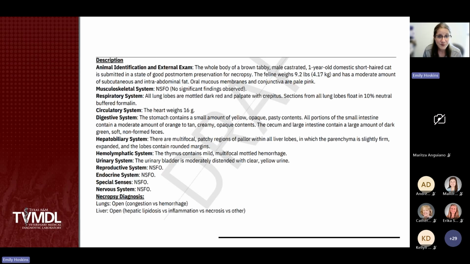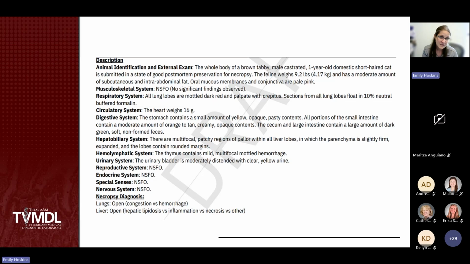So let's go back to our cat. This is our necropsy report. We have the whole body of a brown tabby male castrated 1-year-old domestic short hair cat, submitted in a state of good postmortem preservation for necropsy, so I didn't note a lot of autolysis on this one. We have the weight. There's a moderate amount of subcutaneous and intra-abdominal fat, so pretty good condition.